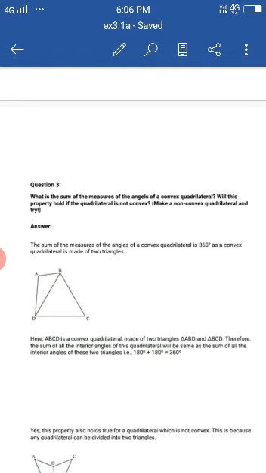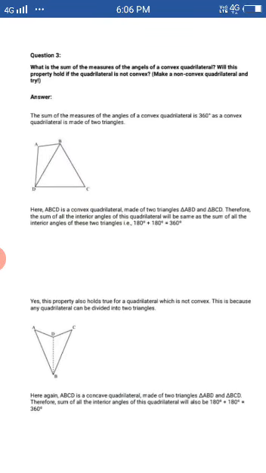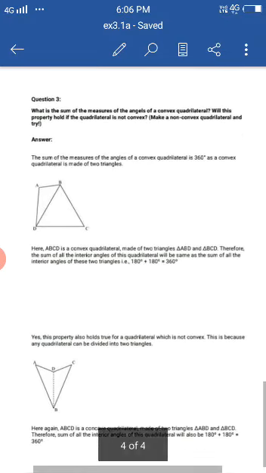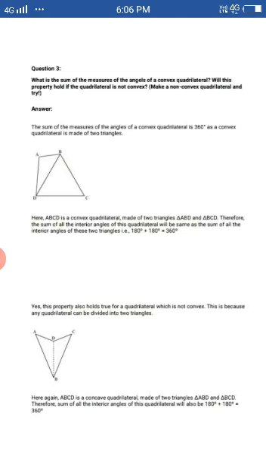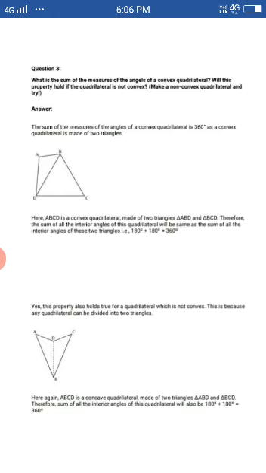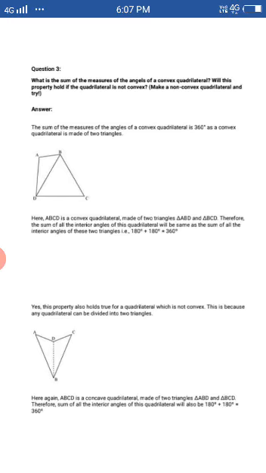Okay, now in the second part he is asking, does this property hold for a quadrilateral which is not convex? Yes, as you can see in the second figure, if there is a concave quadrilateral, again the sum of all angles of a concave quadrilateral is 180 plus 180, that is 360 degrees. And with this we have completed the three sums.